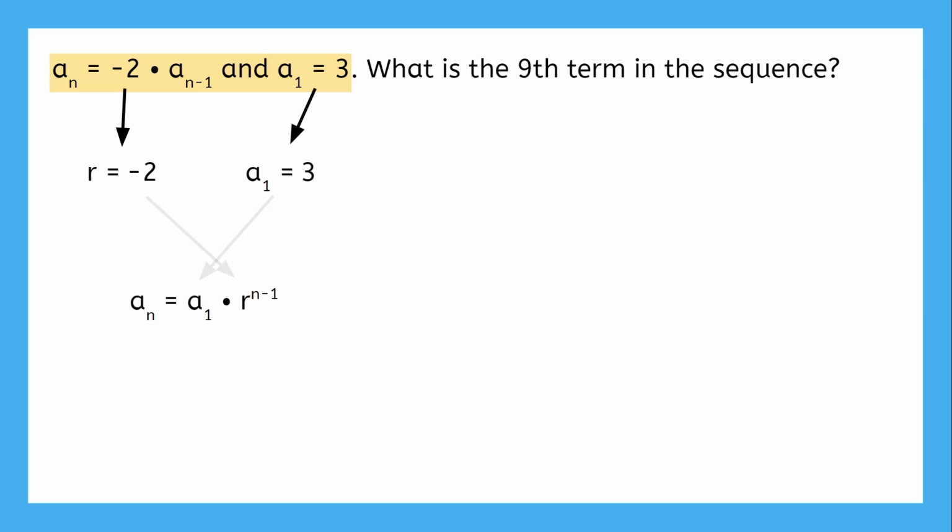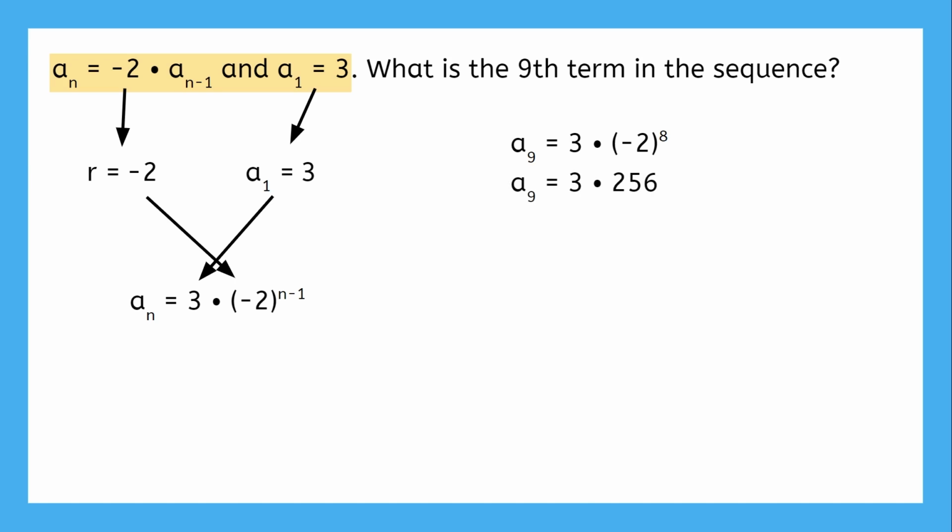So then we just pop those into the explicit formula, and now we have what we need to find the ninth term. n is 9, negative 2 to the 8th power is 8 negative 2's being multiplied together, which is 256. 3 times 256 is 768. So the ninth term in this sequence is 768. But we had to convert the recursive formula to explicit first.